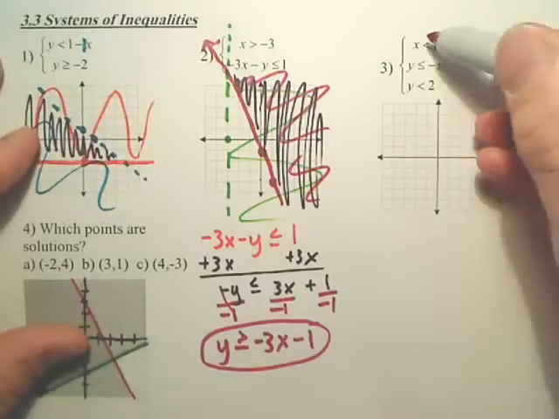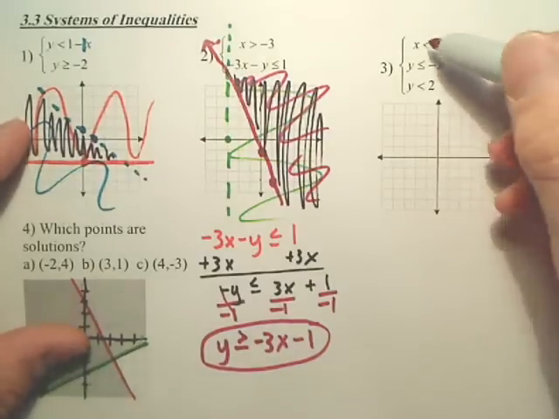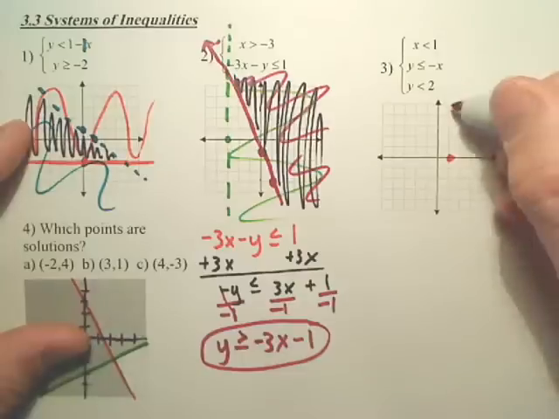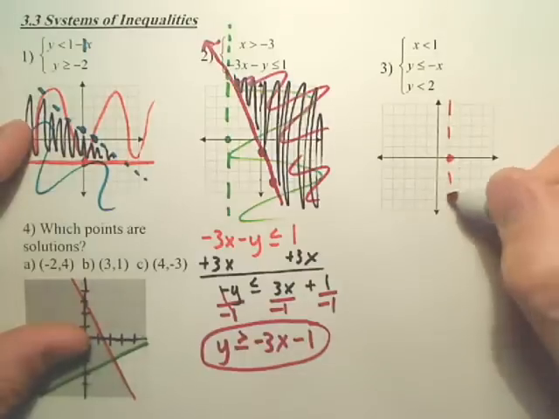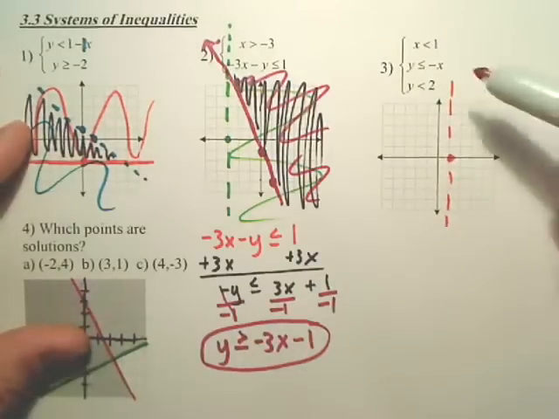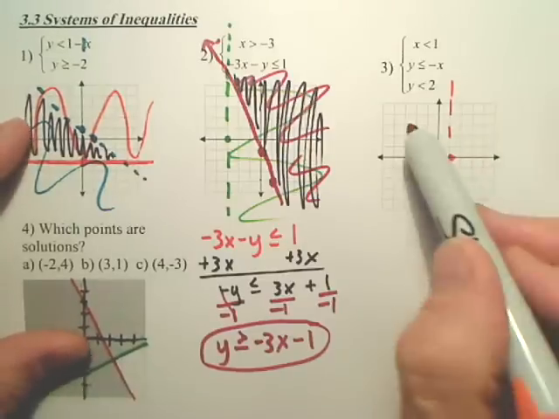Next, this one has 3 equations. X is less than 2, so put a dot at 2. Sorry, x is less than 1, so put a dot at 1 for x. It's a less than, so it's dotted. Less than, well, the smaller side of an x is this side.